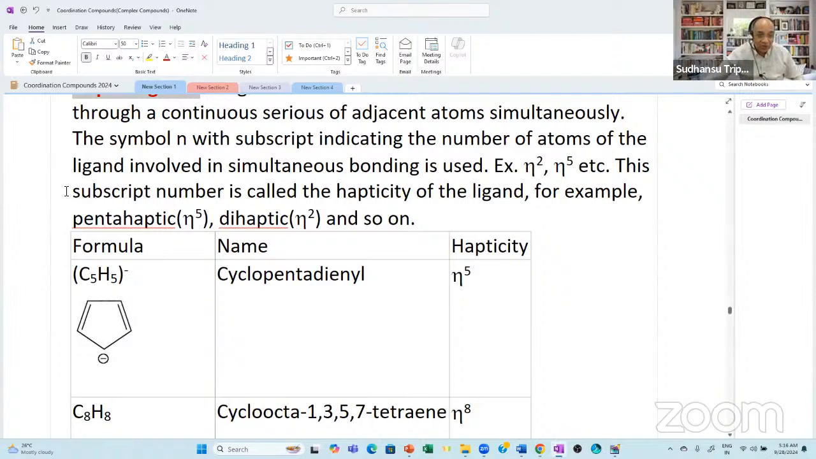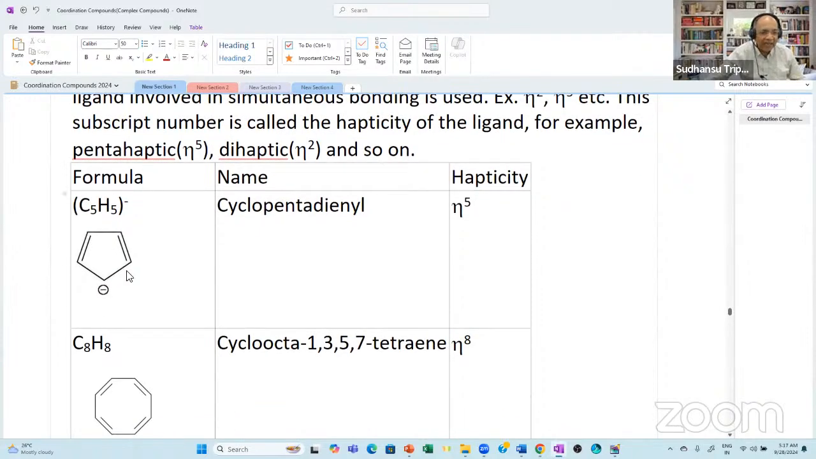Those ligands are given the symbol eta, and the number of atoms in that continuous series is written as a superscript, eta 5, eta 2. It is dihaptic, pentahaptic, tetrahaptic, trihaptic. For example, cyclopentadienyl, which is aromatic, having 6 pi electrons, is pentahaptic. Sometimes it can be monohaptic, where only one localized carbon bonds.